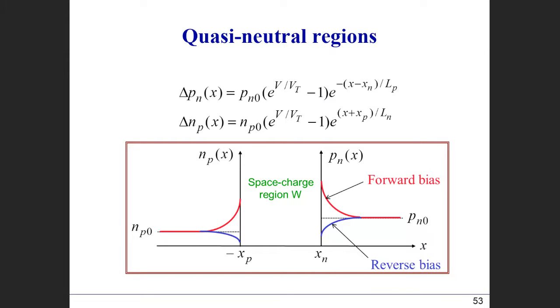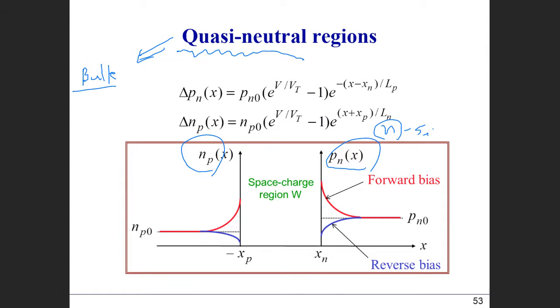So this is the summary of what we did so far. What we are interested in here is called the quasi-neutral region. In other words, especially in the bulk region, either P side or N side, we are interested in the minority carrier concentration. In the N side, the minority carrier is going to be the hole. In the P side, the minority carrier is going to be the electron.